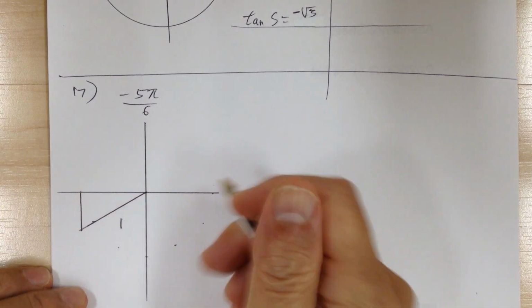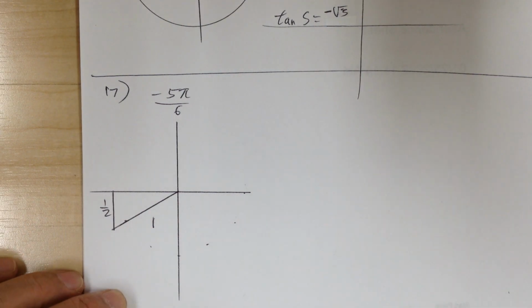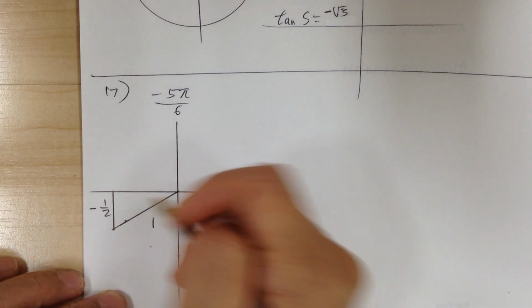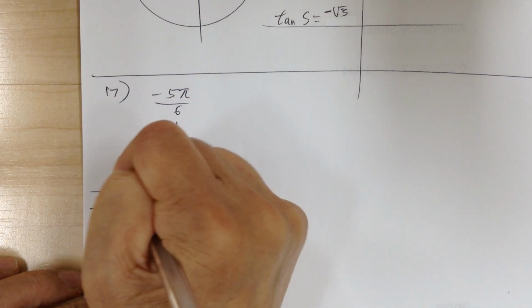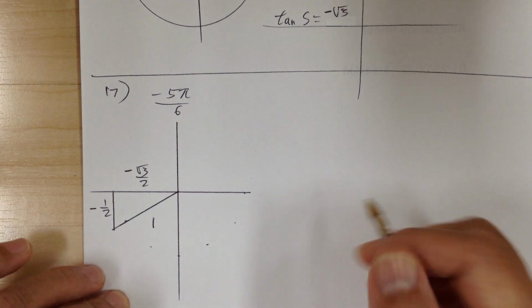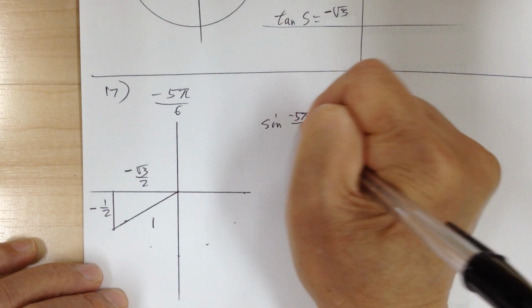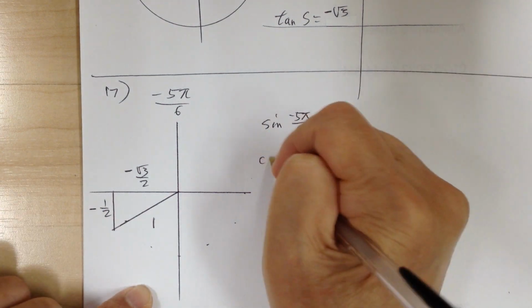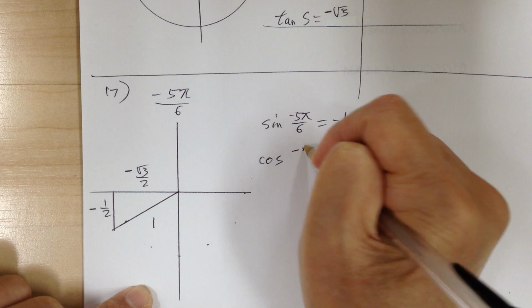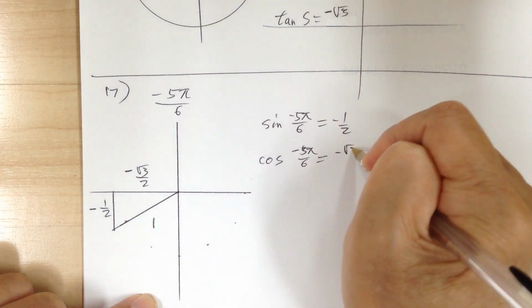Okay, so this is 1. This is 1/2. Again, first get the length correct, then you worry about the plus or minus. And you times by square root of 3, and again, this is negative. So sine of negative 5 pi over 6, sine is this over there, so equal to negative 1/2. Cosine of negative 5 pi over 6 equals this over this, so it would be negative square root of 3 over 2.